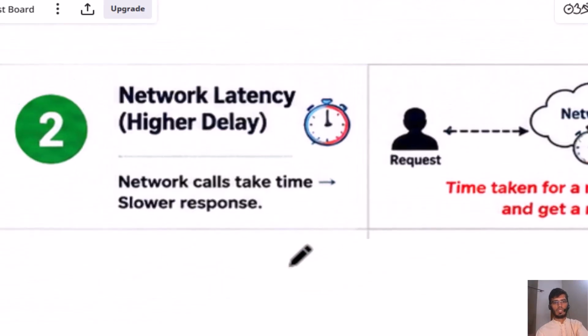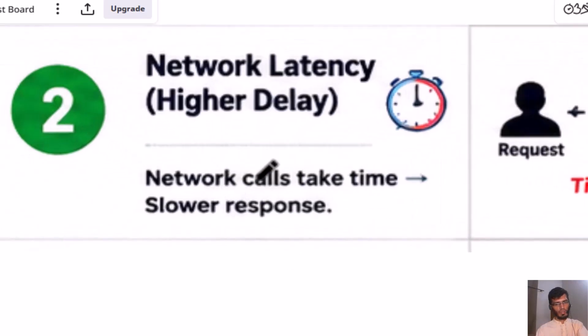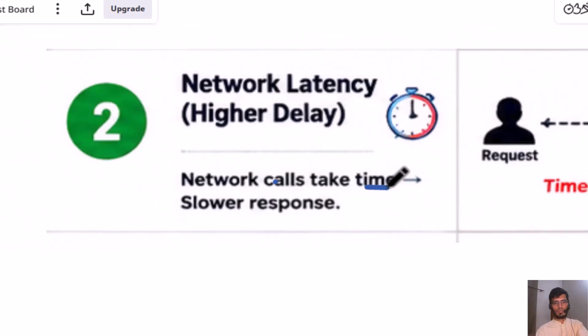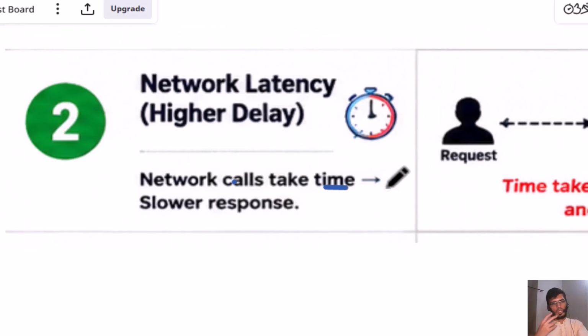Key challenge, that is network latency. Latency means the time to send the request and the time to receive the response from the service. So network calls take time. If they take more time, then user experience will be affected.